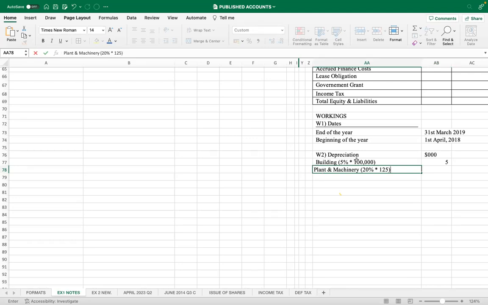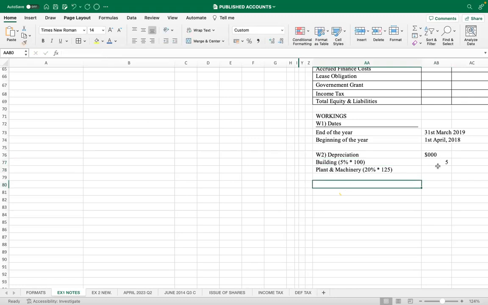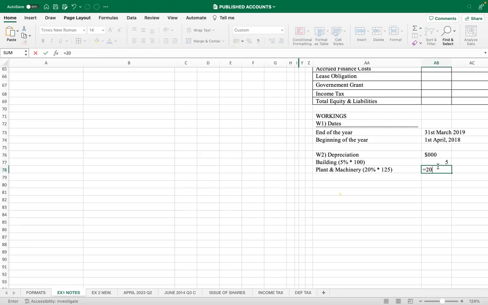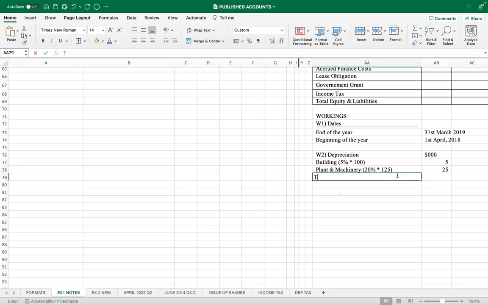Of course, let me just remove these zeros here also, so that we are consistent. So that is 100, that is 125. So the depreciation will be 20% times 125. So that will give you 25. So what is the total depreciation for the year?